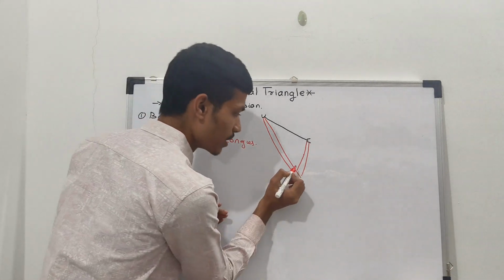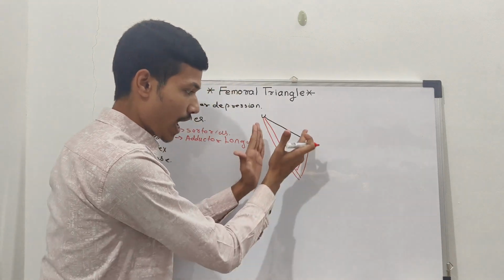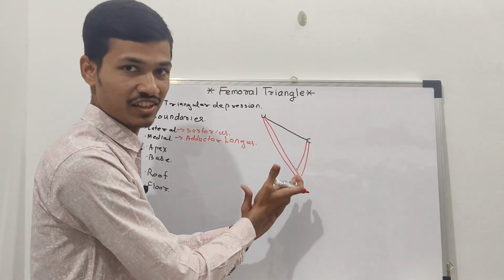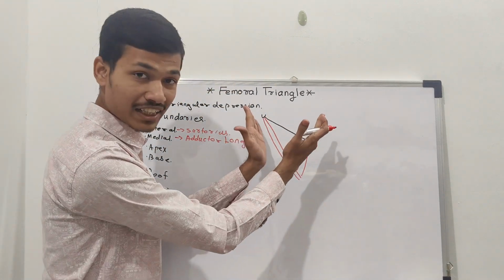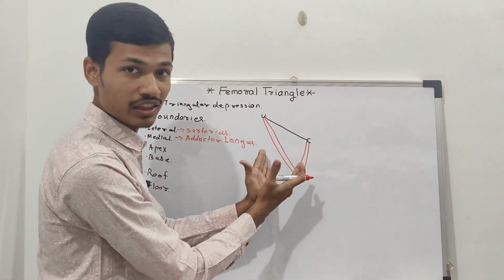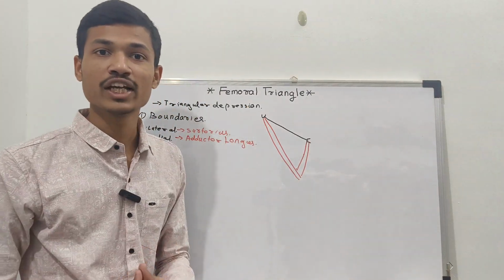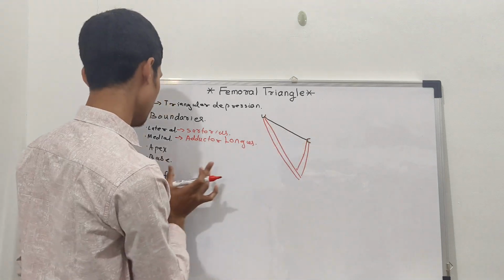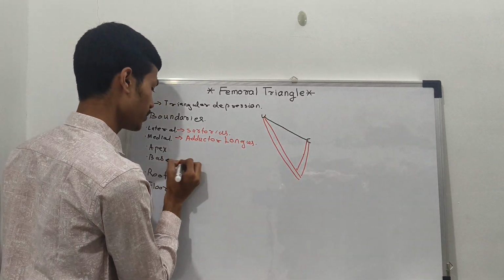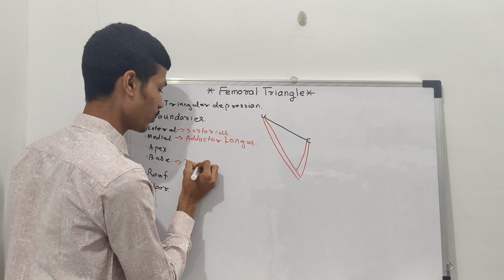What forms the apex? Here is the apex and this is the base. Apex has been formed by the intersection, the point where the medial and the lateral boundary meet each other. It is the point where we can see the apex, and this is the base which is formed by the inguinal ligament.